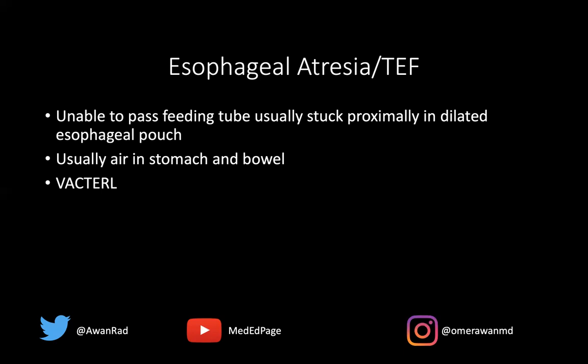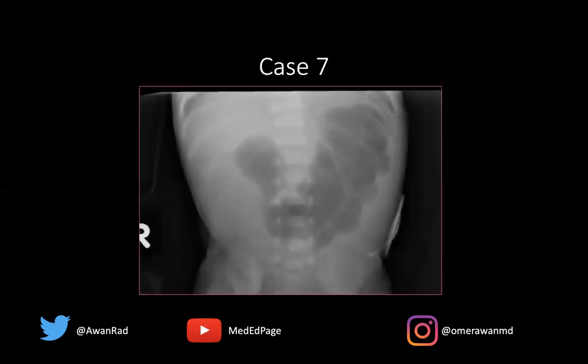Remember always the VACTERL association: vertebral anomalies, anal anomalies, cardiothoracic problems, tracheoesophageal fistula, renal anomalies, and limb deformities, right? So that's a highly testable association with esophageal atresia, TEF.